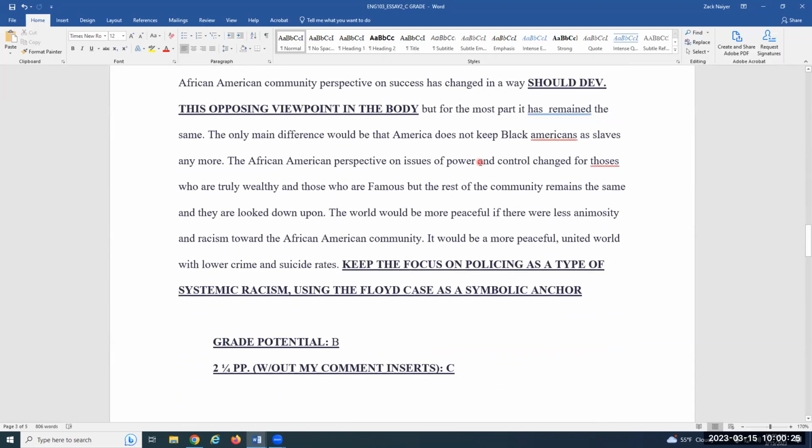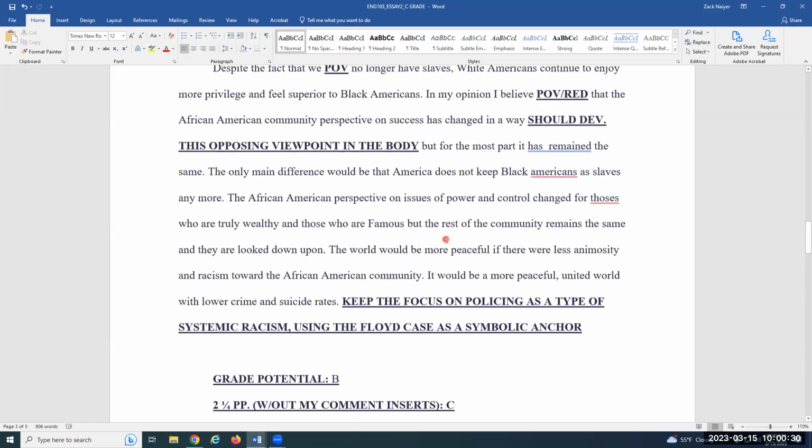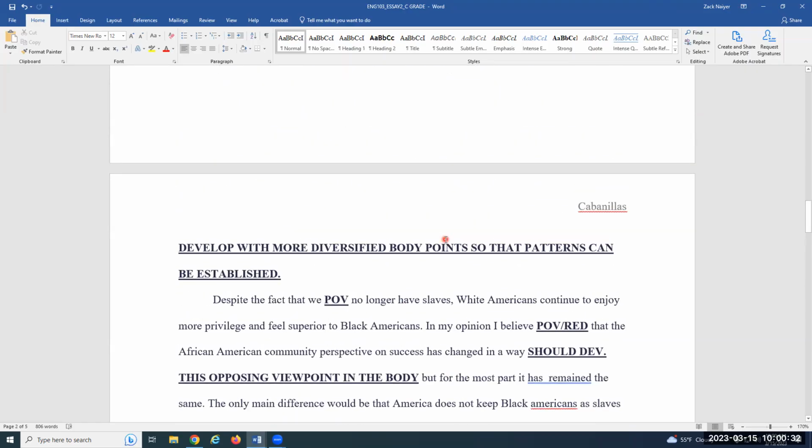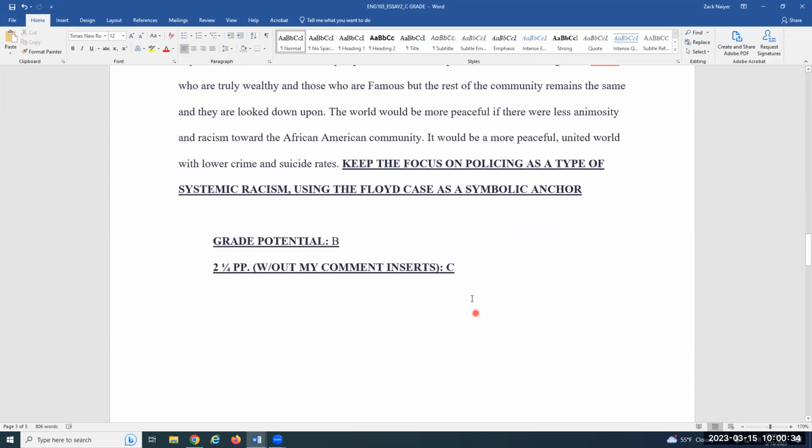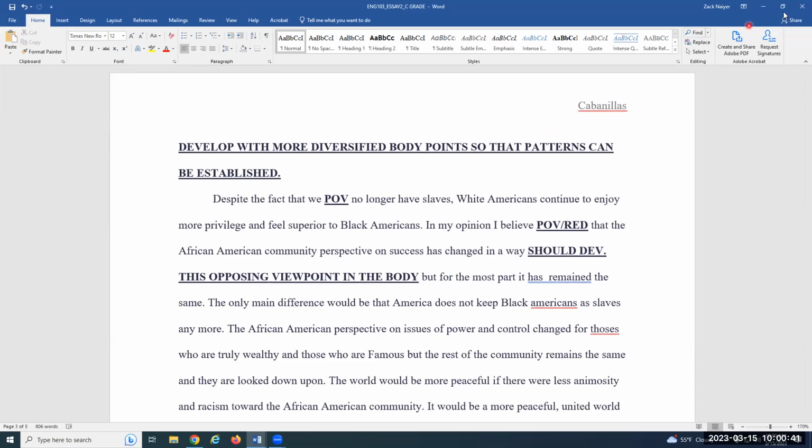So I think a D or an F would be a little bit harsh for what the student is doing. And yeah, so I would say this is a pretty cookie cutter C paper, all right, guys. So there you have that.